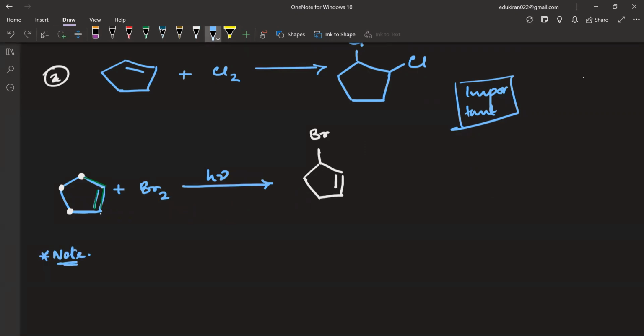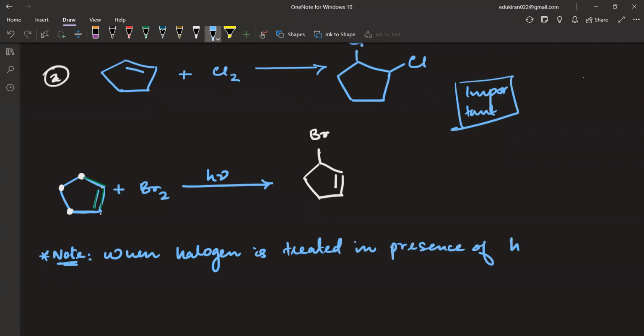You will note, when halogen is treated in presence of H nu, है ना, or light, you can say both are same things.